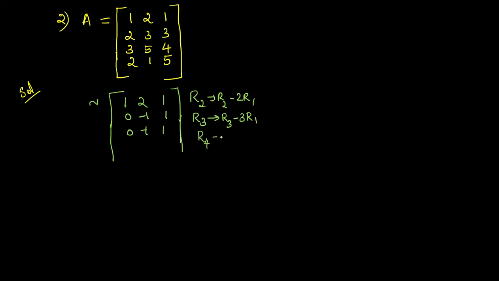Use the row transformation R4 gives R4 minus 2 R1. And the fourth row gets updated as 0 minus 3 3. Next step is to make the second element of the second row 1.